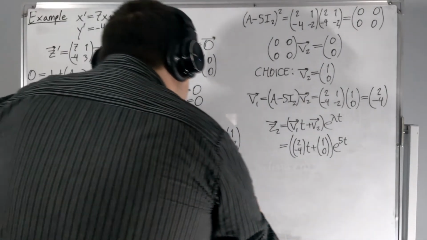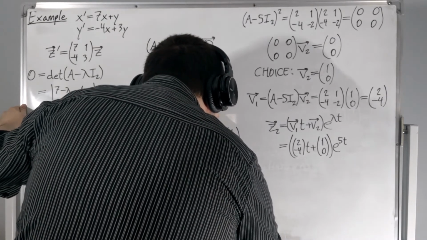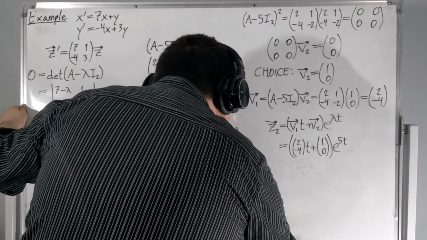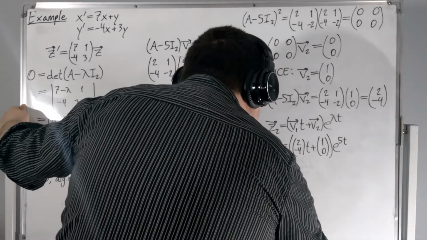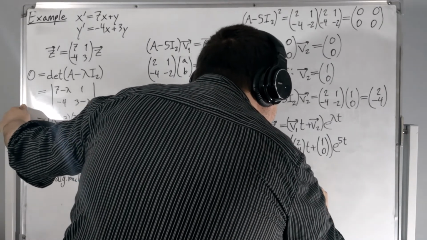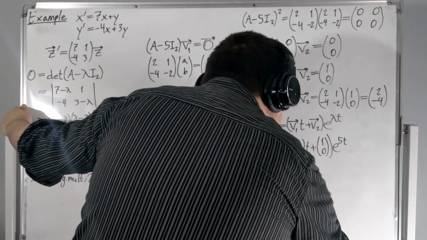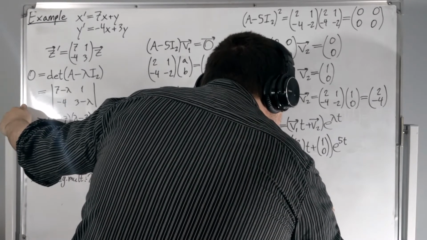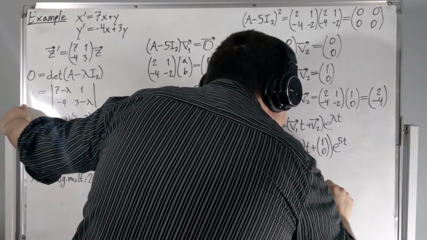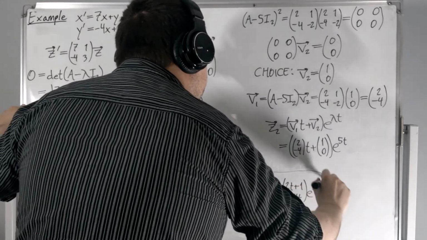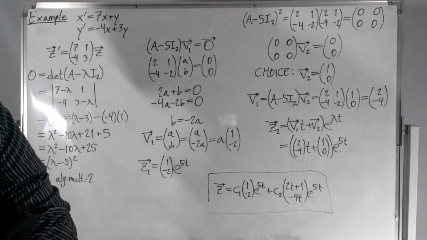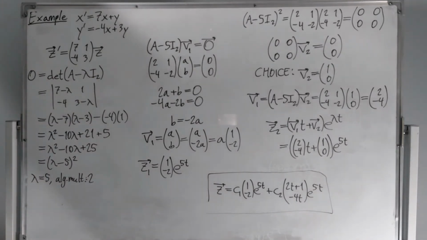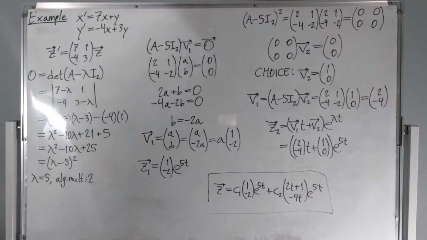And so then the general solution is all the linear combinations of these two basis solutions. (1, -2) e to the 5t, and let's see, (2t plus 1, -4t) e to the 5t. And there we have it. Okay. Let's do one more example.